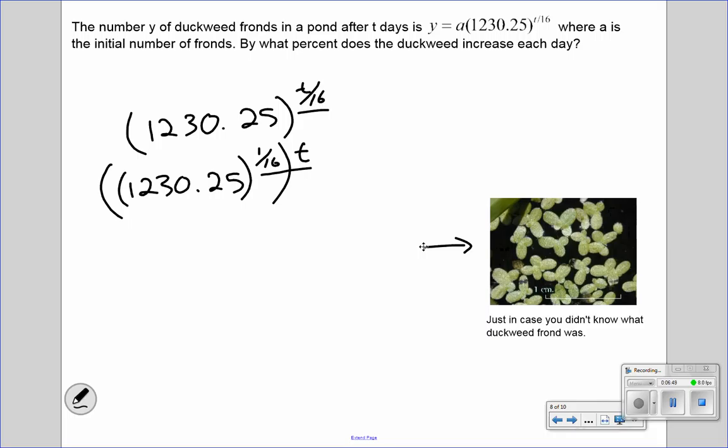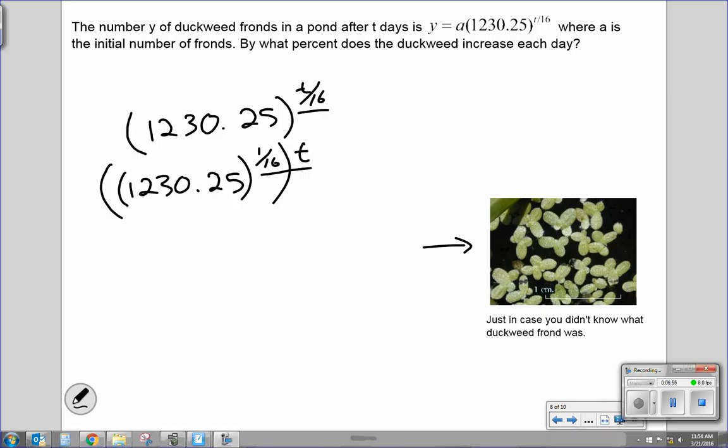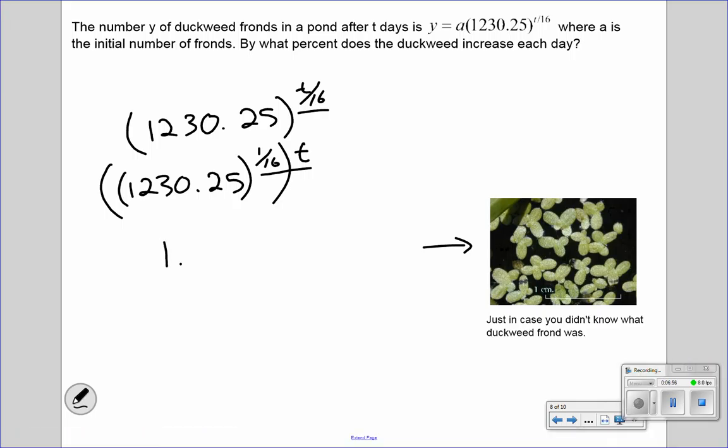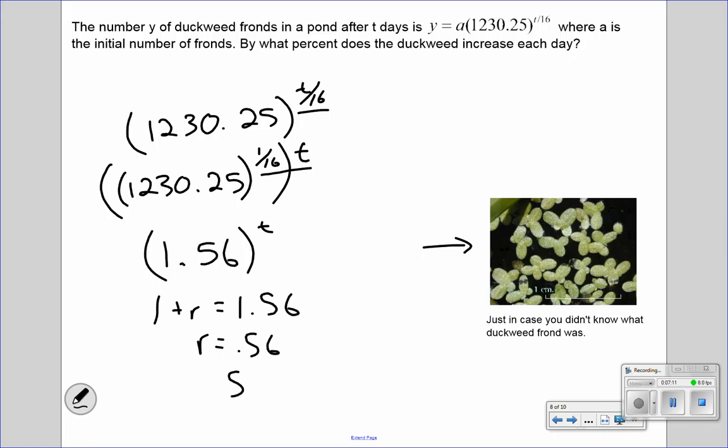So then we can just punch this into our calculator. 1230.25 to the 1/16th is roughly 1.56. So then we have 1.56 to the t. Obviously this is growth, so remember 1 plus r equals 1.56. Our rate of change is 0.56, or 56%.